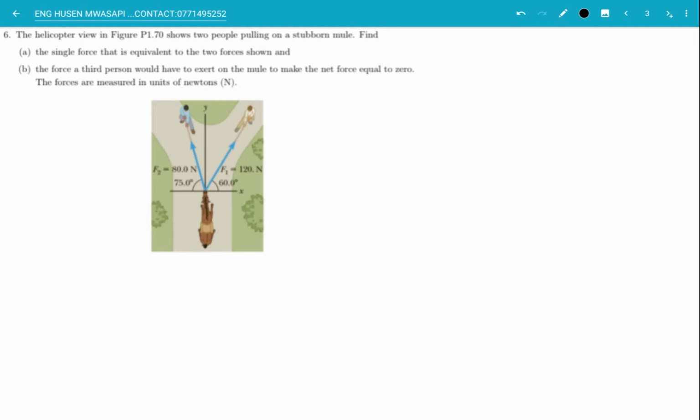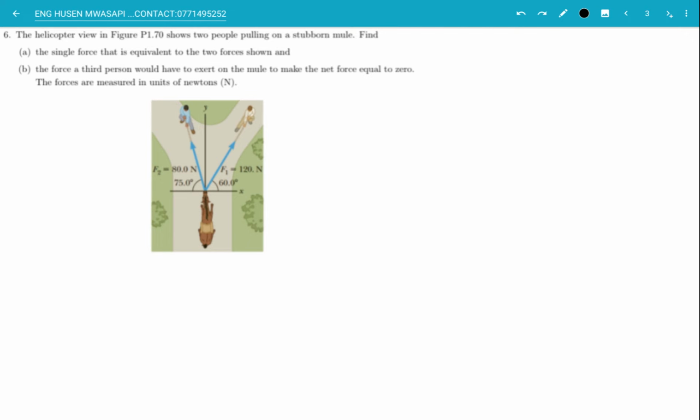Alright, let's begin. It says a helicopter view in the figure, as you can see. Basically this is the figure I've been talking about. It shows two people pulling on a stubborn mule. This is the stubborn guy that we have in the system. If we were to draw a free body diagram, that would be interesting, but we're not going to do that. They're saying find the single force equivalent to the two forces, which we have done, so check. So the next problem is to solve B.